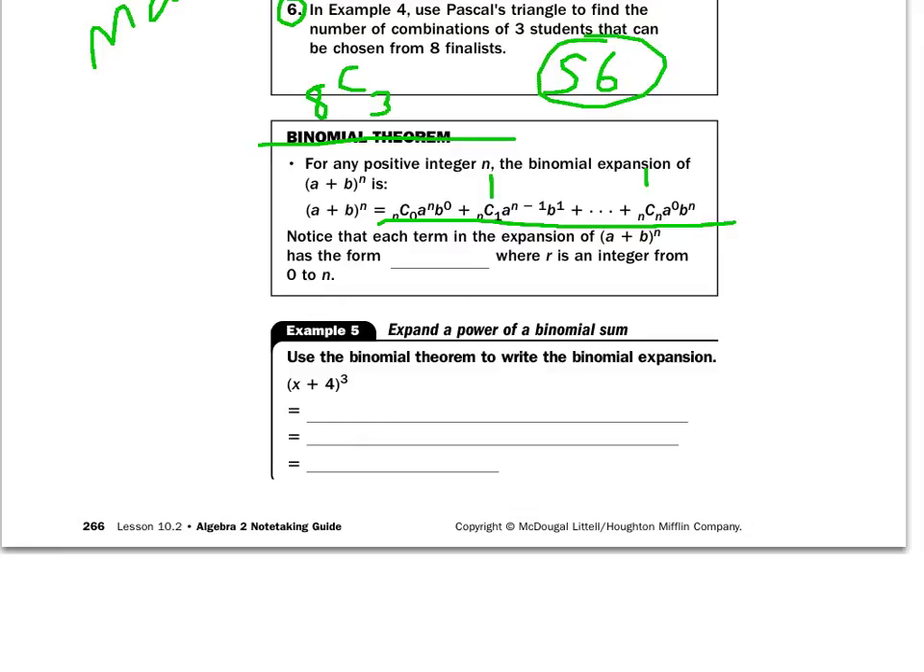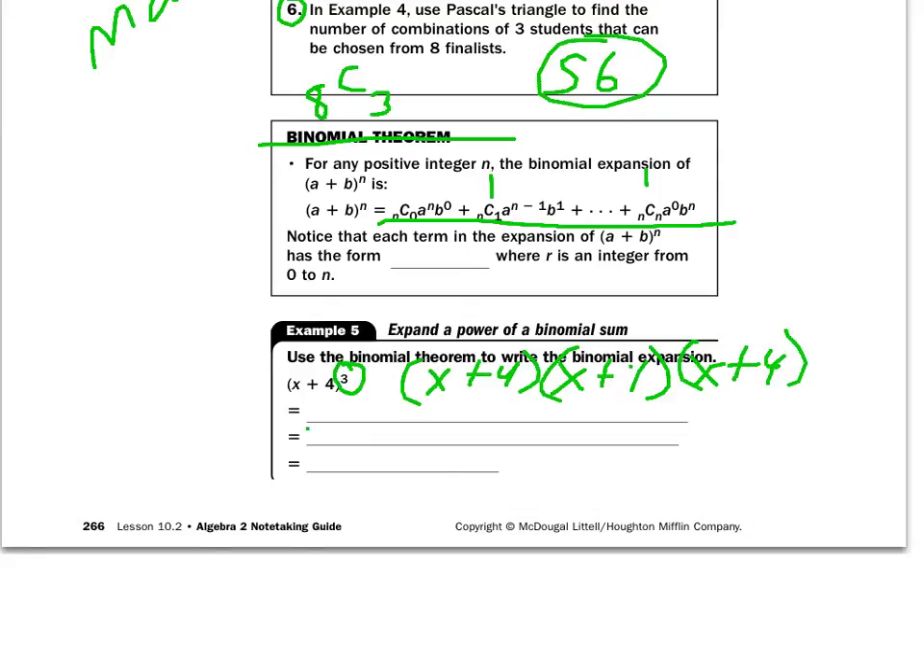Let's do x plus 4 to the 3rd power. Now, x plus 4 to the 3rd power, we all know means x plus 4 times x plus 4 times x plus 4. And some of you are saying, well, Mr. Wright, why don't I just FOIL the first two and then multiply everything out together? You can do that. It's just when we get to the 8th power, this is going to make your life easier. So we have an n of 3.